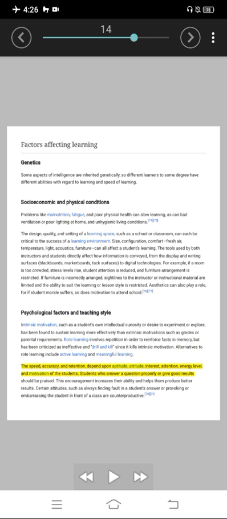The speed, accuracy, and retention depend upon aptitude, attitude, interest, attention, energy level, and motivation of the students. Students who answer a question properly or give good results should be praised. This encouragement increases their ability and helps them produce better results. Certain attitudes, such as always finding fault in a student's answer or provoking or embarrassing the student in front of a class, are counterproductive. 78, 79.